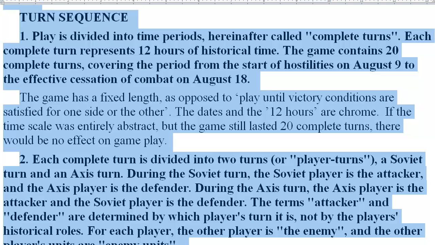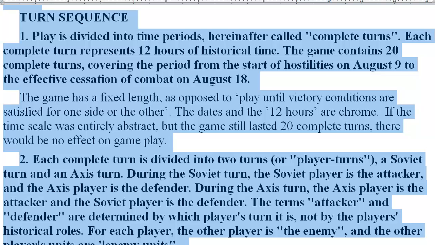We now have the issue of who the attacker and defender are, and there is a specific definition here, a term of art. If it's the Soviets' player turn, the Soviet player is the attacker, and the Axis player is the defender. During the Axis player's player turn, the Axis player is the attacker, and the Soviet player is the defender. So the terms attacker and defender are determined by which player's turn it is, not by historical roles.